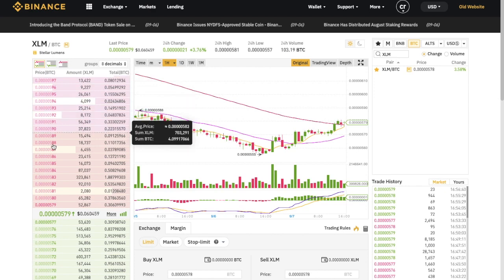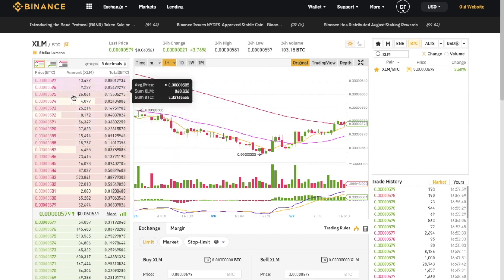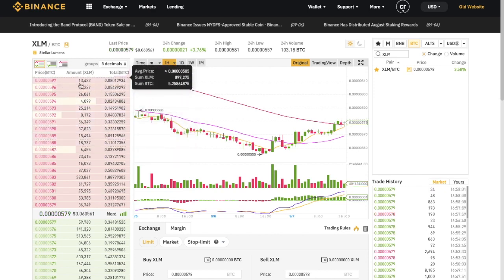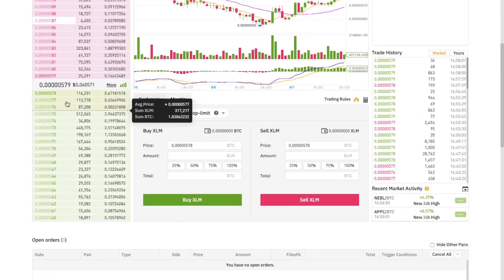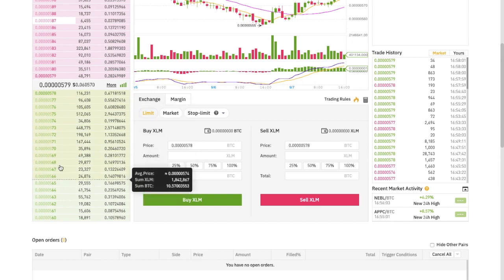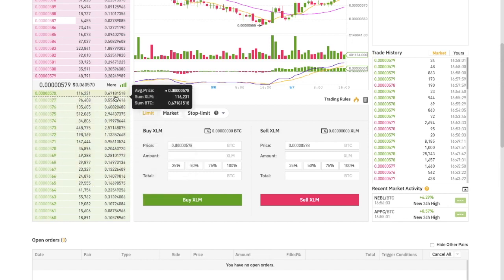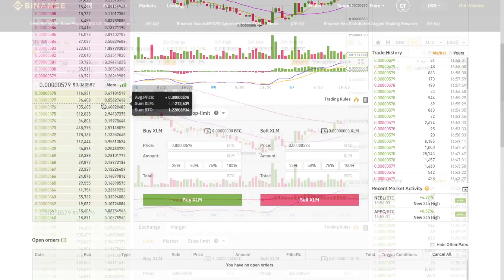And then in this red section here is all the sell orders. So it gives me an idea of the price, the amount that's actually being sold, and the total in Bitcoin. In the bottom here is all your buy orders. So again, it gives you exactly the same information on this screen.